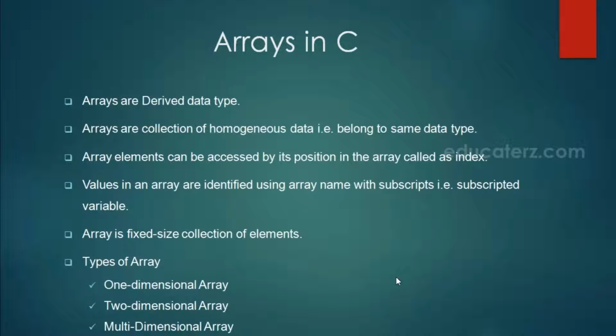So arrays are derived data types because we declare the array the way we want. Arrays are a collection of homogeneous data, that is, belonging to the same data type. If I want the marks of a student to be stored, I can create an array of 10 elements which will hold integer type of data, and then using the index of the array we can easily access and manipulate the values. So array elements can be accessed by their position in the array, called the index. Values in an array are identified using the array name with a subscript, that is, a subscripted variable.